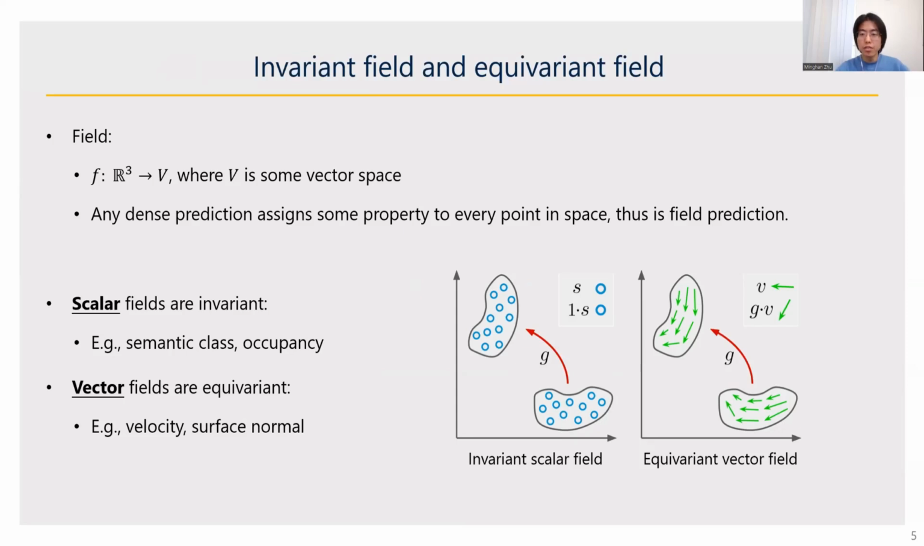In our context, a field is a mapping from R3 to some vector space V. Following this definition, any dense prediction assigns some property to every point in the space. Thus, it is field prediction. For some fields, the vector space V is the scalars R1, for example, semantic class and occupancy value. They do not change when the field transforms, so we call them invariant fields. For some other fields, the values in V are vectors. Some examples are the velocity vectors and surface normal. They will rotate along with the field when the transformation is applied. Thus, we call them equivariant vector fields.